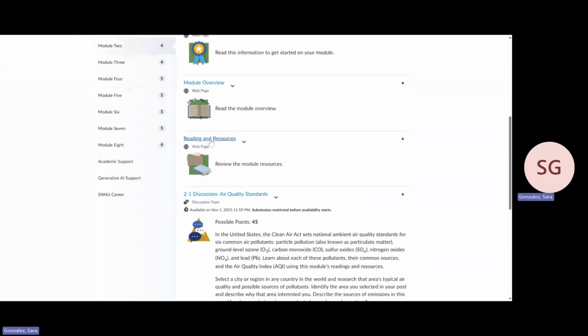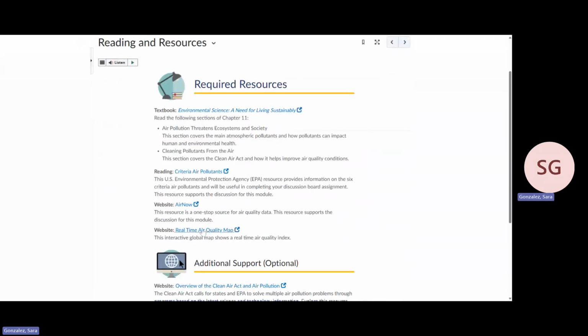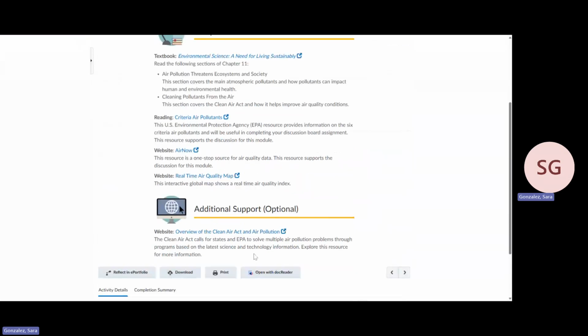The readings and resources page. We'll be concentrating on chapter 11, looking at air pollution threatening ecosystems and cleaning pollutants from air. There are also a few websites as well: real-time air quality maps showing air pollution in your community, looking at air now, and an article called Criteria Air Pollutants. There's also an additional resource from the EPA, an overview of the Clean Air Act and air pollution.